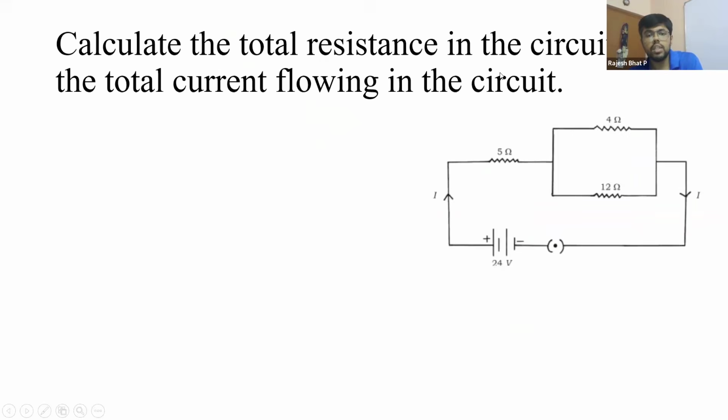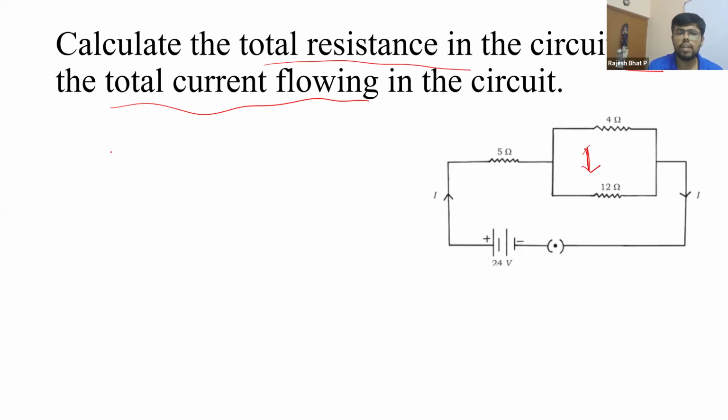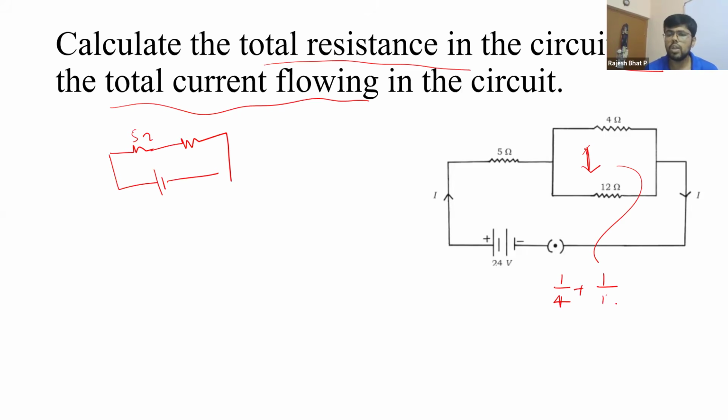Okay. Next, this is again the same thing. You have to find the total resistance and current flowing. So how to do? I told these both are in parallel. So now let us convert this 5 ohm. Let us take this one separately. These both are parallel. So what is the equation? 1 by 4 plus 1 by 12. So cross multiply. 12 fours are 48, 16 by 48, which is 1 by Rp. So what you want? Rp is equal to 48 by 16.